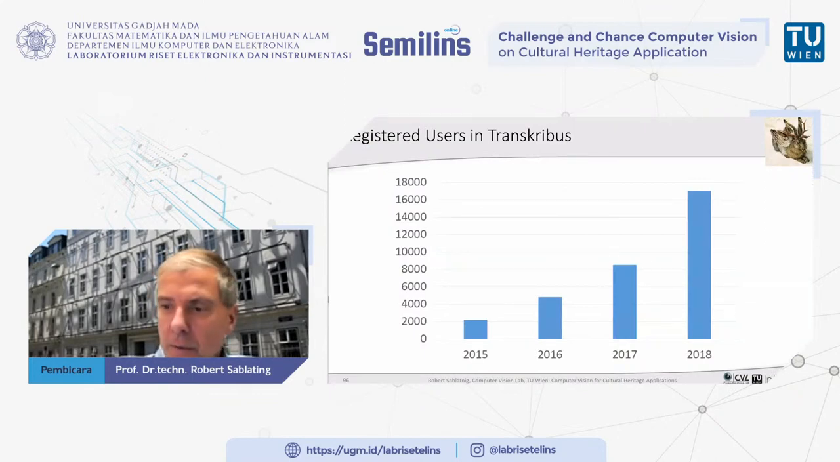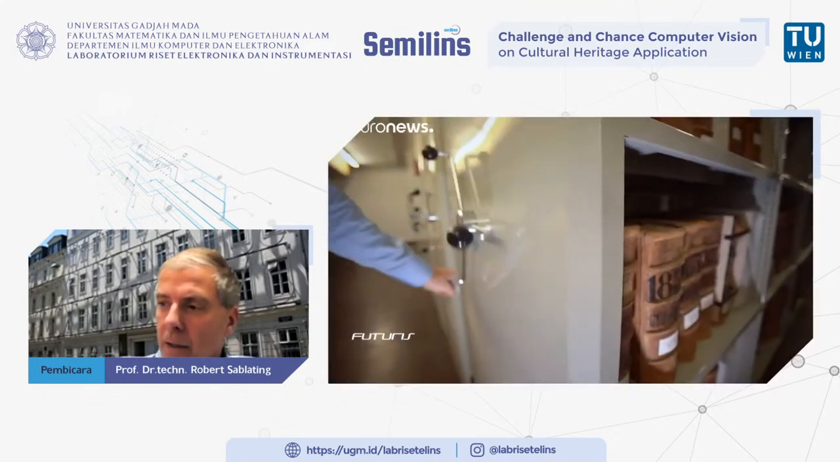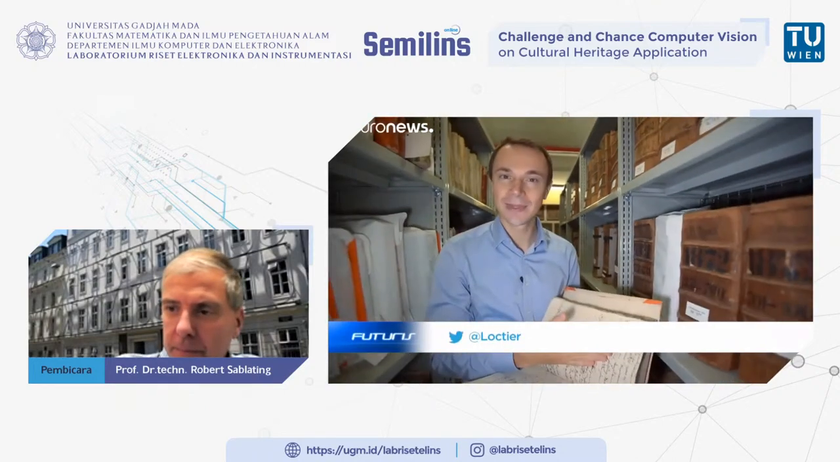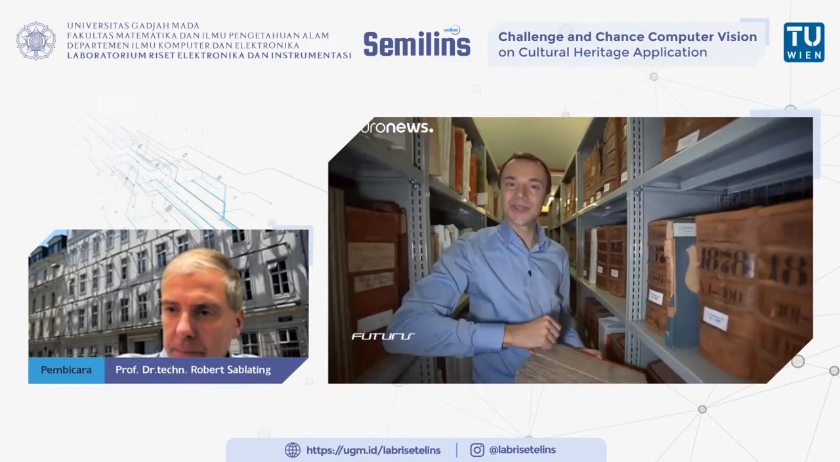You see, it started in 2014 or so. In 2015, there were 2,000 users. However, in 2020, we already have 40,000. How do you find a text in ancient manuscripts and do it fast? Until recently, computers weren't very good at reading handwritten scripts, but now artificial intelligence brings a breakthrough.